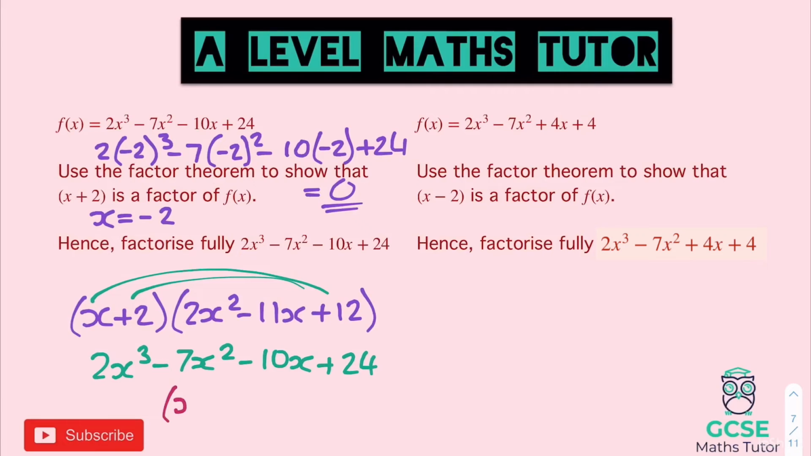we've got the x plus 2 which we were given, and we just need to factorise that quadratic there in order to get our other 2. So let's have a look at factorising that. So 12, we can have 1 and 12, 2 and 6, or 3 and 4.